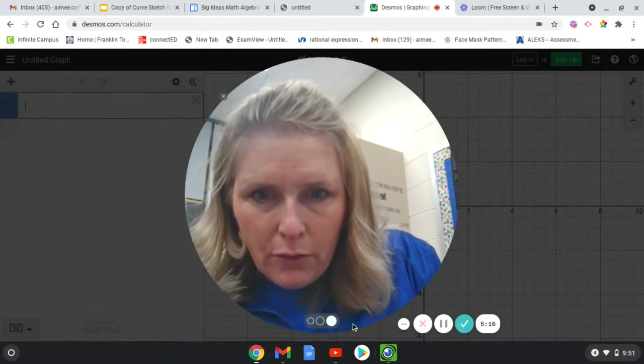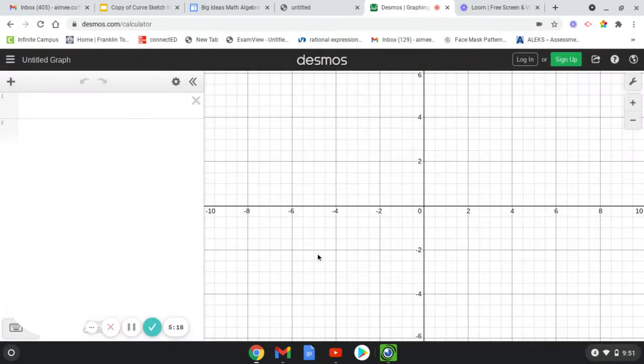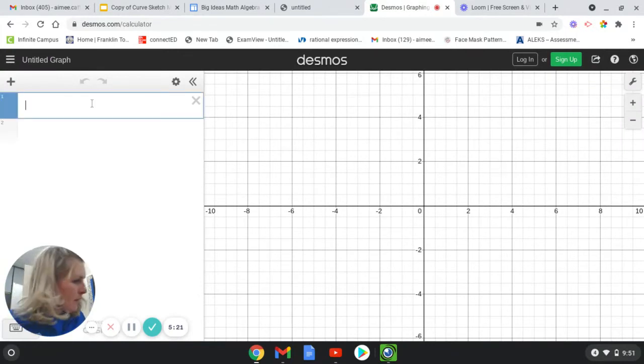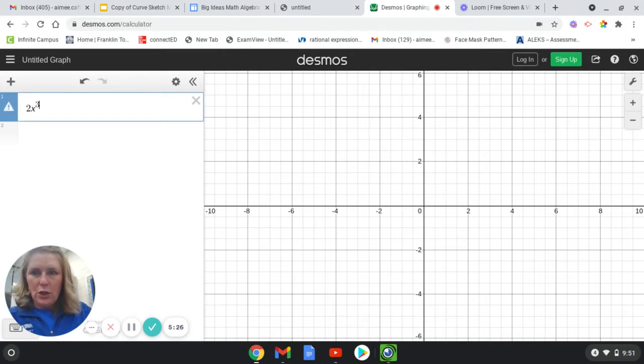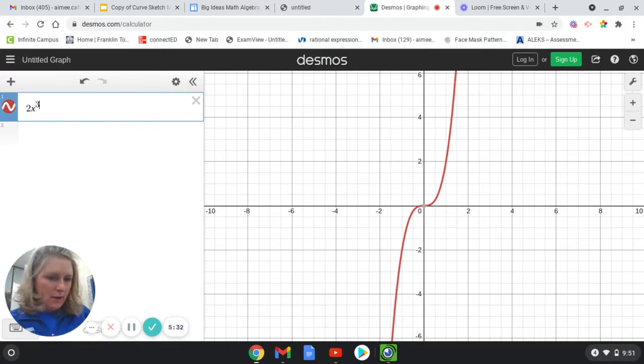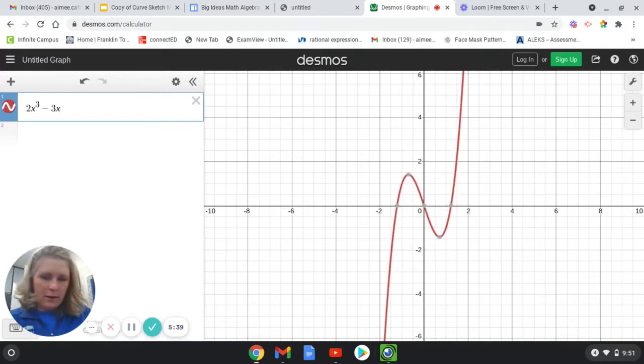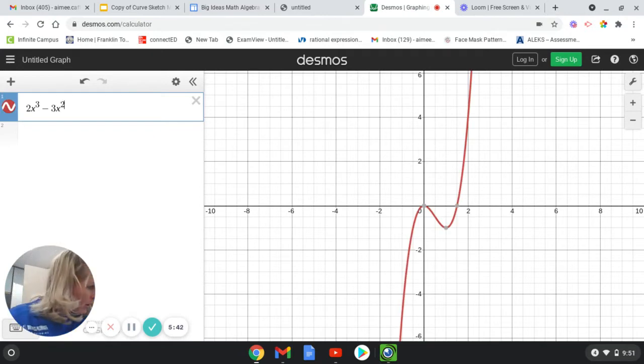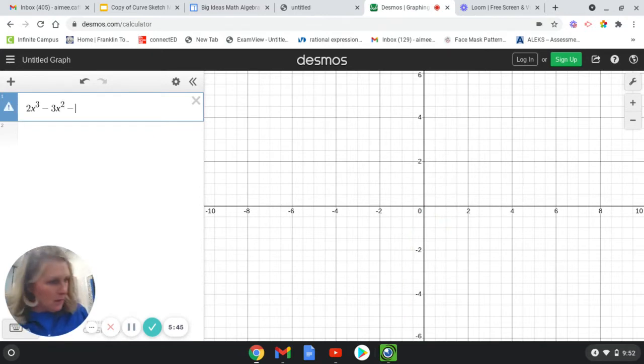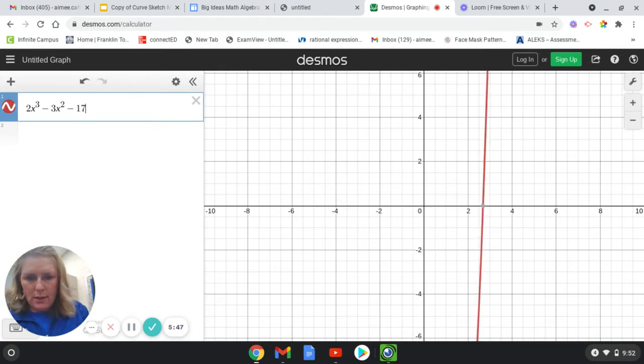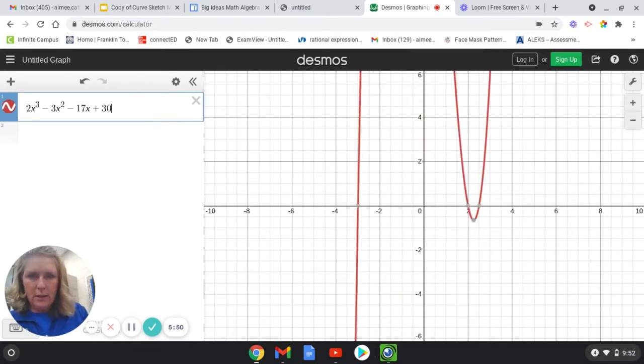So I'm going to flip back over. So I have 2x to the third, so 2x to the third power. To get that up there, I had to hit the shift and the 6 key. You might have to arrow over to get it out of the exponent now. Minus 3x squared minus 17x plus 30.